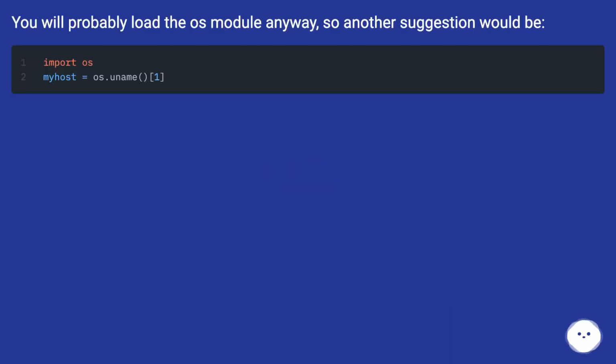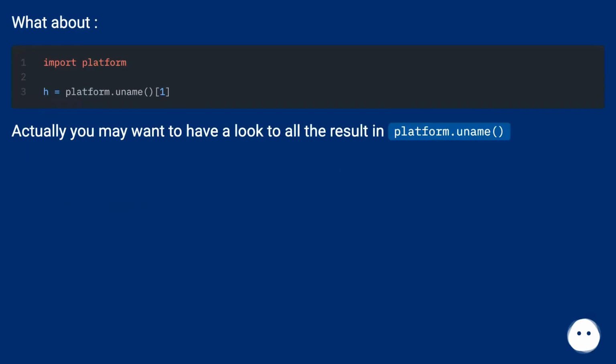You will probably load the os module anyway, so another suggestion would be this. What about this? Actually, you may want to have a look at all the results in platform.uname.